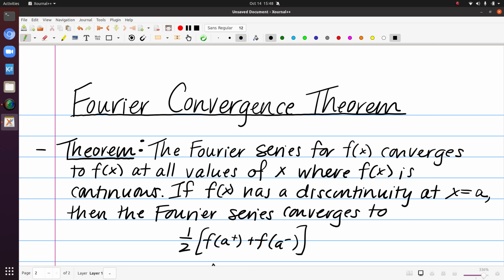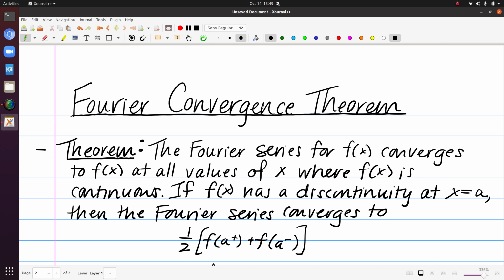Instead, there is a theorem called the Fourier Convergence Theorem that is going to tell us that pretty much wherever f of x is known to be continuous, then the Fourier series converges to the value of the function there. So that would tell us how to find the sum of the series.